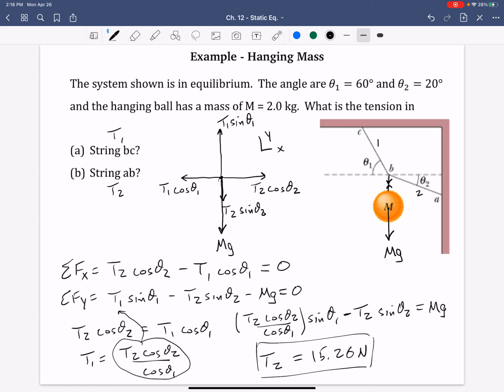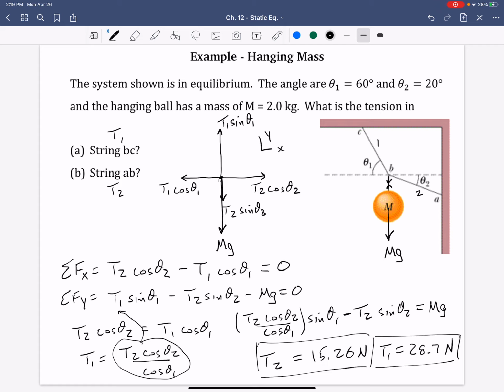And then you would take this value right here and plug it into either this equation or that equation. It doesn't matter. You'll get the same answer. And then solve for T1. If you do, T1 should give you an answer of 28.7 newtons.